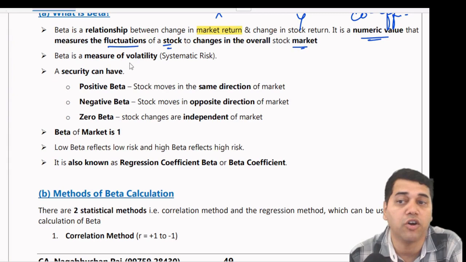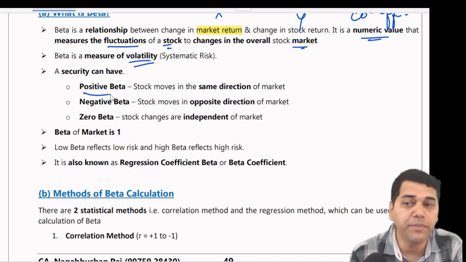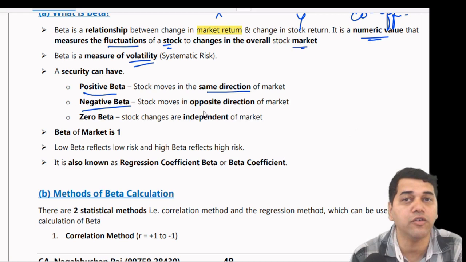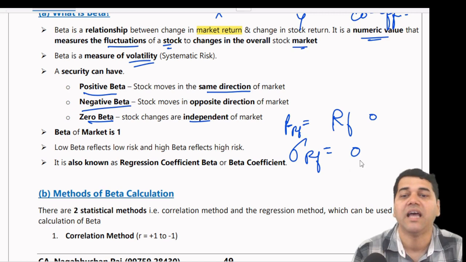It's also known as systematic risk, because the market is systematic, no? It is not within your control. A positive beta means the stock moves in the same direction. If the market is up, the stock is also up. Negative beta means it's like a negative correlation. Market moves in one direction, the stock will move in another direction. So I should invest something in negative beta stock also. And zero beta, like risk-free, is independent of the market. That's why the beta of RF is always zero. Standard deviation of RF is always zero. A risk-free investment has no standard deviation because you get what you expect.